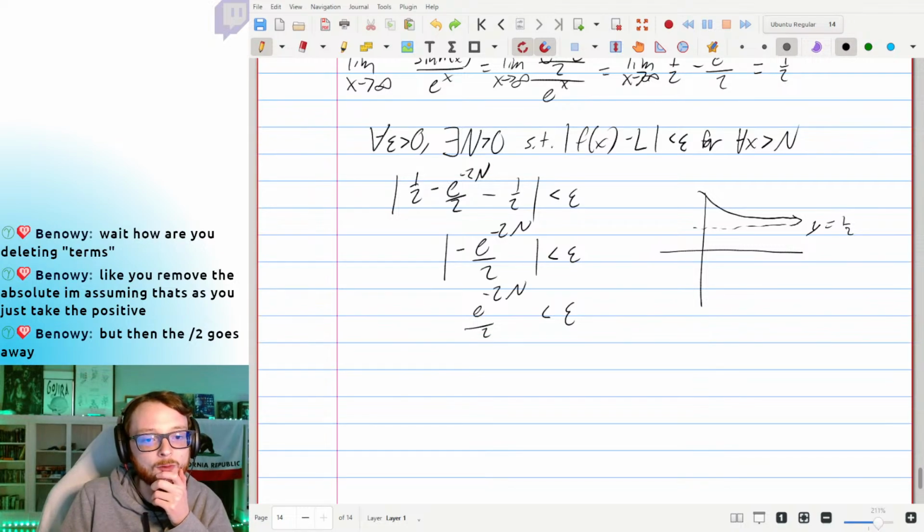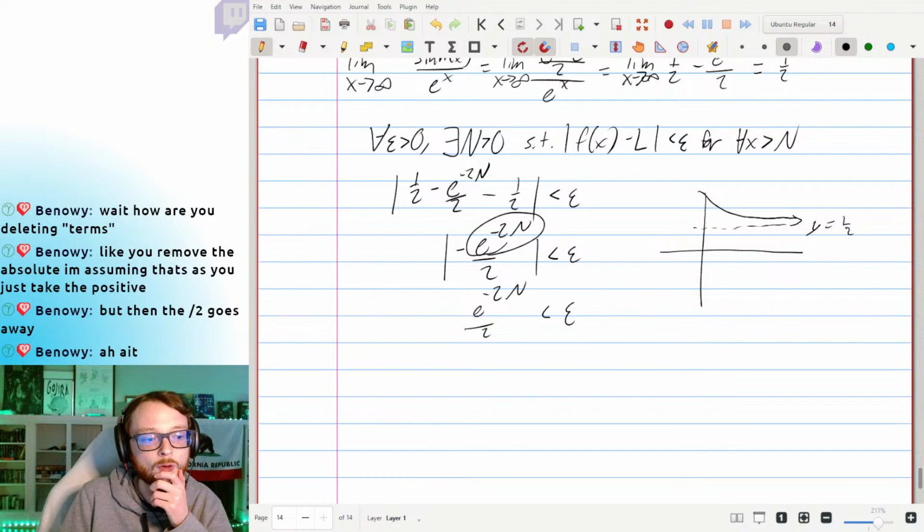The absolute value bars can go away because e to a power is always positive. 2 is always positive. So this thing here is always positive. So we can safely just take away the negative sign and get rid of the absolute value bars. If it's sometimes negative and sometimes positive, then you have to worry about it, but not here.